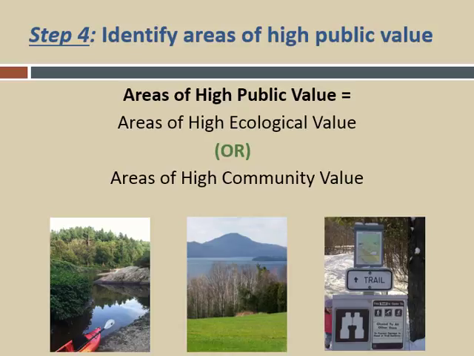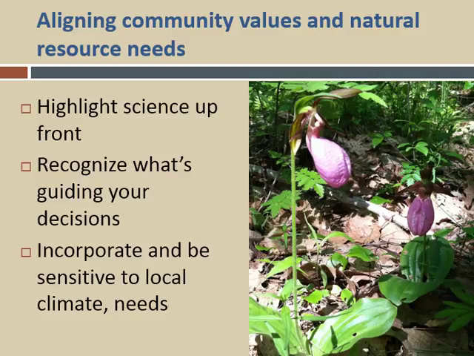You might wonder, what happens if the areas that are important to the community don't overlap with those highest priority ecological locations? For example, rare plants like this lady slipper rarely come up in community values mapping as something that people value, even though science tells us that these are important for maintaining biodiversity. So this is an example of where you'd want to use science to inform your community values by highlighting things that aren't always right at the forefront of the community.